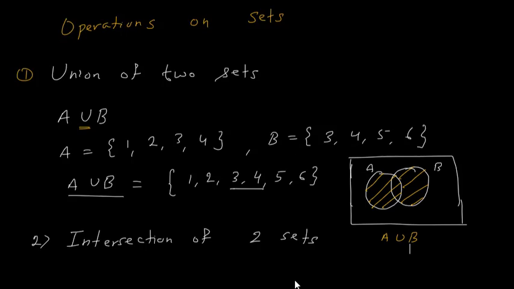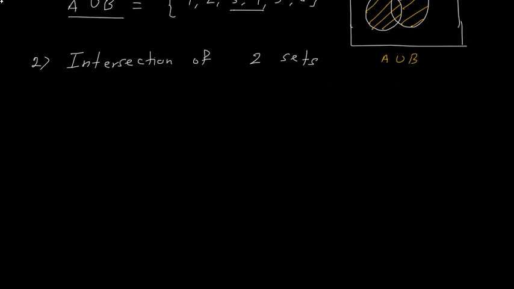Now let us understand intersection of two sets. Intersection of two sets is a set which includes all the elements which are common to both set A and B. So if I have set A, again I can take the example of 1, 2, 3, 4 and 5, and I will take B as 4, 5, 6, 7.